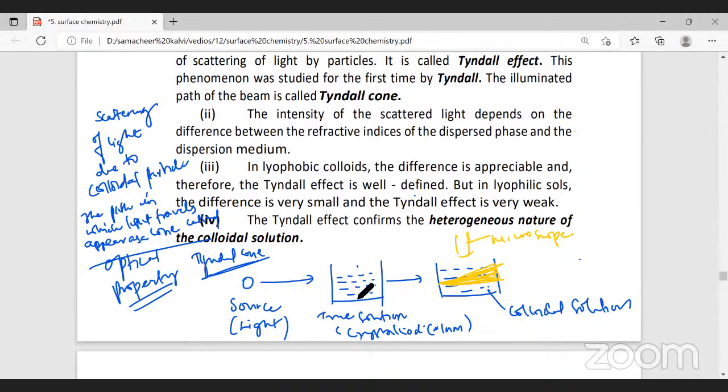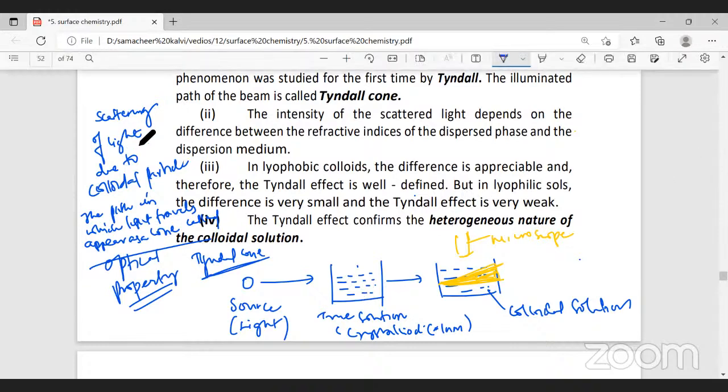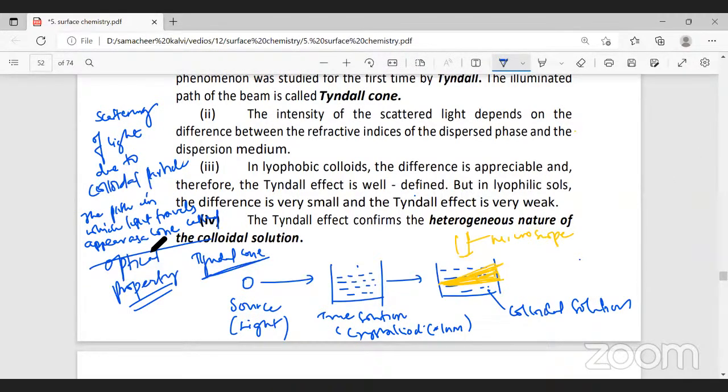Now, at night, when we start our vehicle and turn on the light of the vehicle, you can see the path in which light travels. Or early in the morning on a sunny day, when you open the window, you can see the sunlight coming into the room. Along with that, you can see dust particles. When the light falls on the dust particles, the light gets scattered. Therefore, this effect is called a Tyndall effect, nothing but scattering of light due to the colloidal particles. The path in which the light travels appears as a cone called the Tyndall cone.